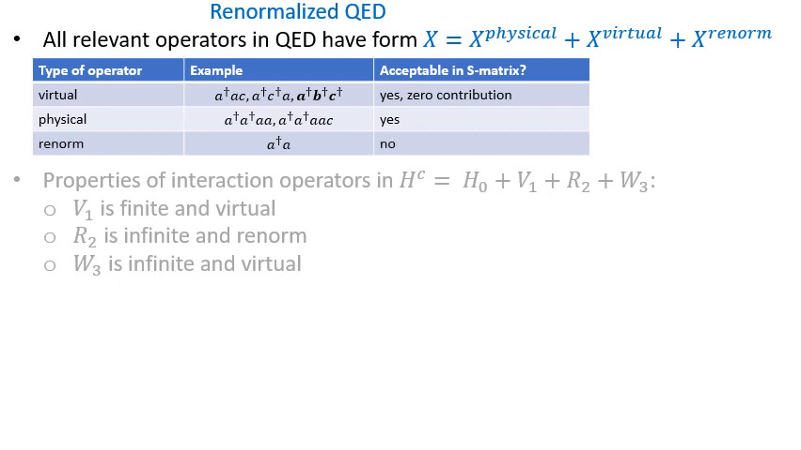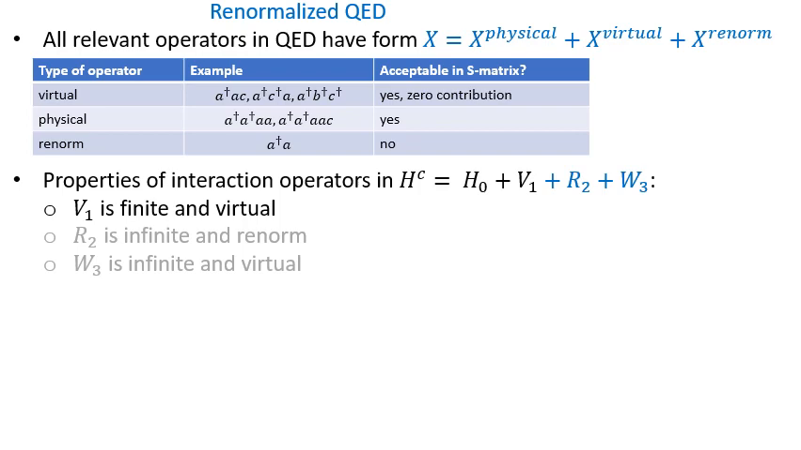Finally, renorm operators have one annihilation operator and one creation operator of the same particle. Their presence in the S-matrix cannot be tolerated because they lead to a divergence.